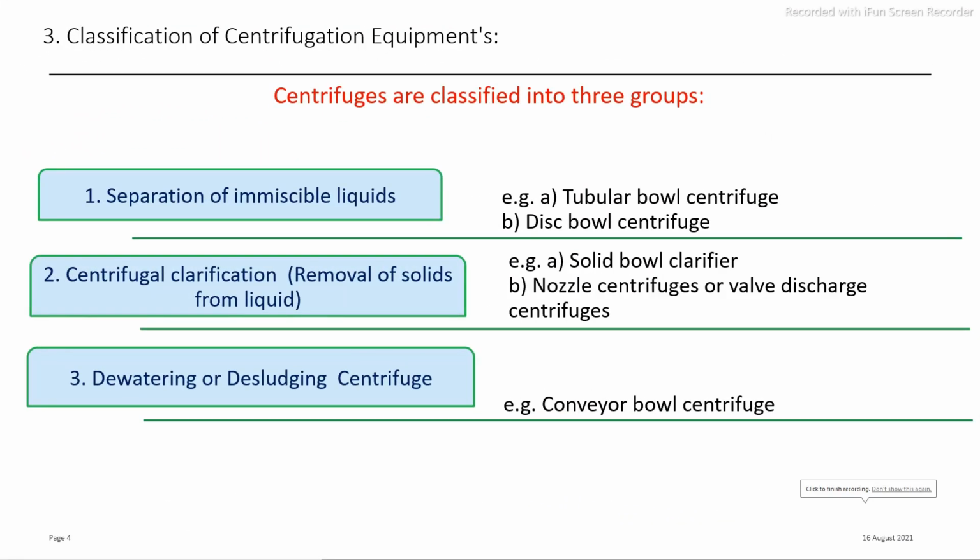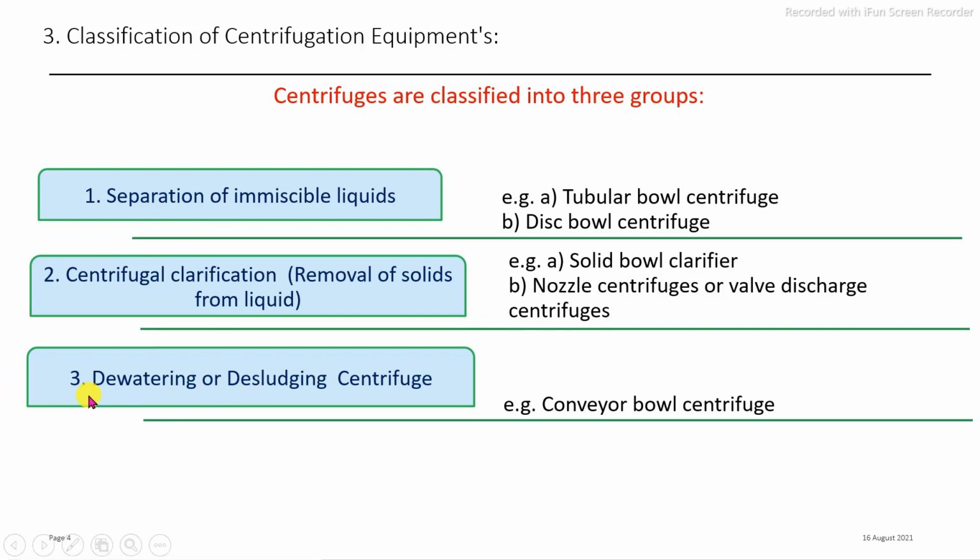Centrifugal separation equipment is grouped into three main groups. The first is for the separation of immiscible liquids, in which the tubular bowl centrifuge and the disc bowl centrifuge are used in the dairy processing and oil processing industries. The second is centrifugal clarification, the removal of suspended solid particles from the liquid, that is the clarifying centrifuge, in which the solid bowl centrifuge and the nozzle centrifuge, also called a wall discharge centrifuge, are used for the clarification of fruit juices and liquid foods.